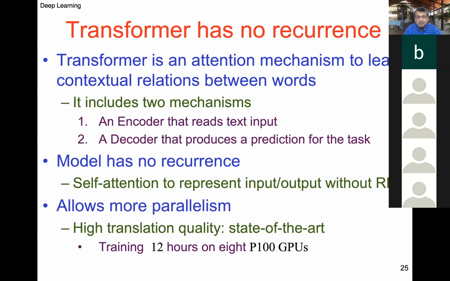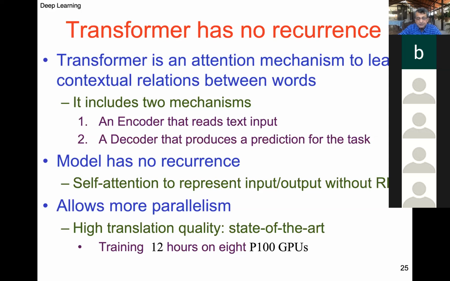A transformer is an attention mechanism to learn contextual relationships between words. It includes, again, two mechanisms, an encoder and a decoder. But the model has no recurrence. So it says we need an encoder and a decoder, but we don't need a recurrence like the LSTM and GRU or plain recurrent neural network. This one says we can directly do that, and a transformer does that.